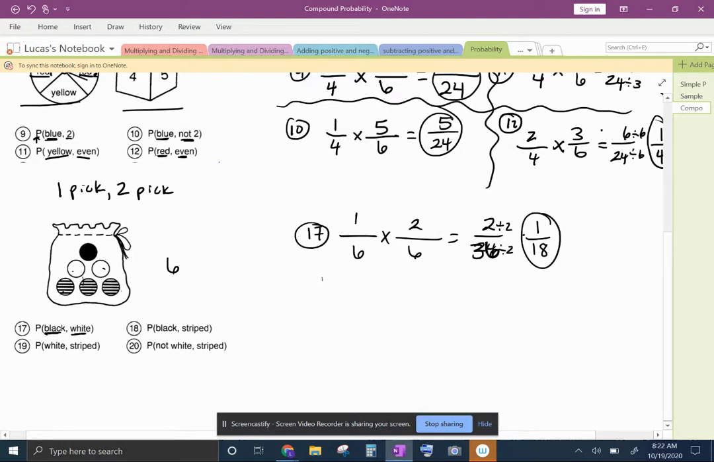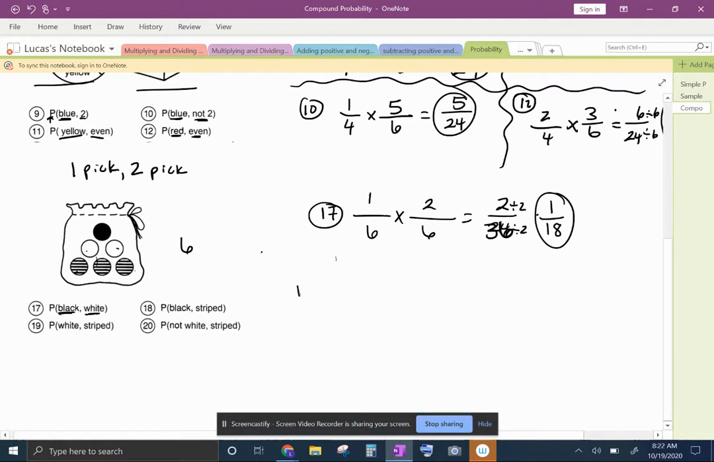Okay? Now, let's go over number 18. 18 said, what's the probability of picking the black first and then replacing it and then picking a striped? Well, picking a black is 1 out of 6. We just discussed that. But what's the probability of picking a striped? Yeah, that's 3 out of 6. And so the probability that both these events will occur is 3 out of 36.